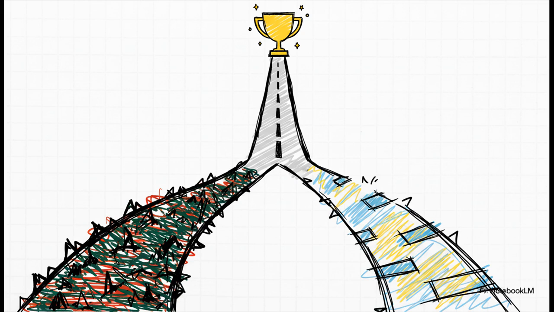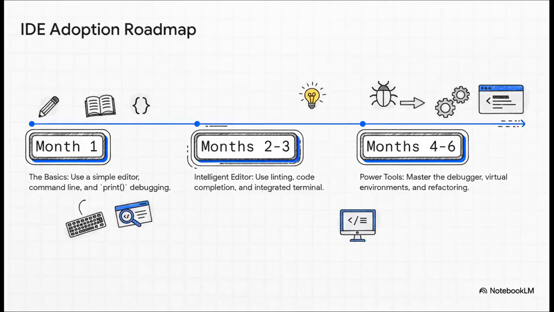Okay, so we've got two very different, very valid arguments, right? Overkill versus scaffolding. So what's the answer? Well, the resolution here isn't about picking one over the other. It's about combining them into a smart roadmap. The idea is to build your foundation the hard way first, and then bring in the power tools when they'll actually help you, not confuse you. So what does this roadmap actually look like in practice?